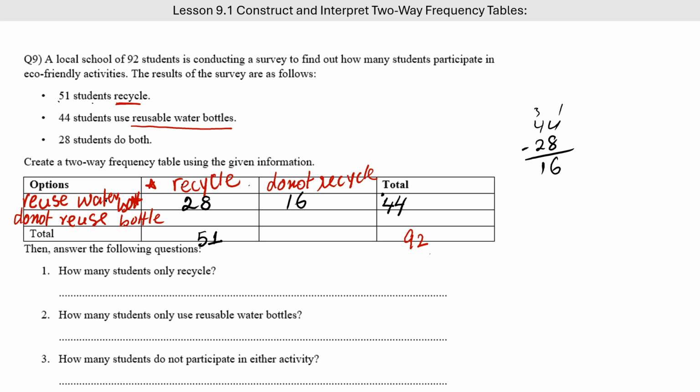Now, next, if 92 is given, total is given, here the number is missing. So I will subtract 92 minus 44. So I take the carry. So 12 minus 4 is 8. 8 minus 4 is 4. So that means I got the 48 here. Now here, if I have the total, I have to fill in the blank, I have to subtract. So 51 minus 28. Take 1 from here. So 11 minus 8 is 3 and 4 minus 2 is 2. So 23.